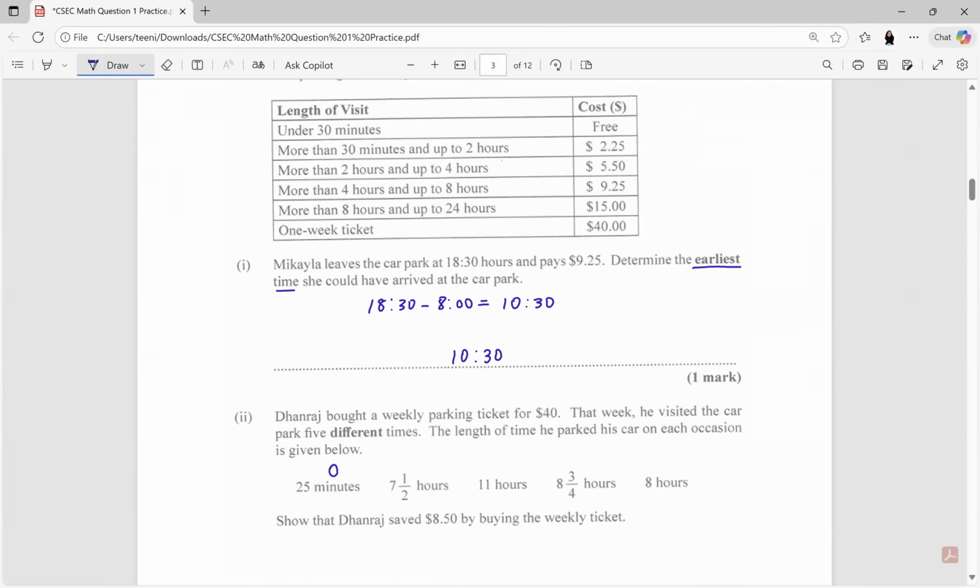What about the second time, if he stayed 7.5 hours, how much money would he have to pay? $9.25. Correct. What about 11 hours? If he stayed for 11 hours, how much would he pay? $15. Yes, $15. What about 8 hours and 8.75 hours?